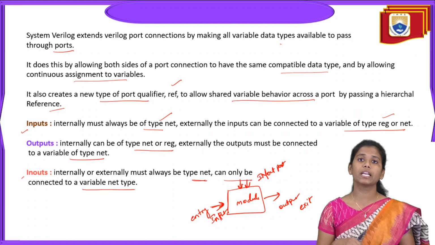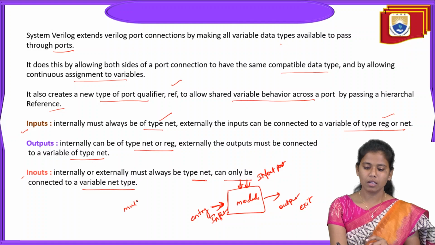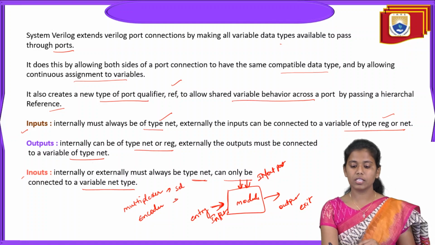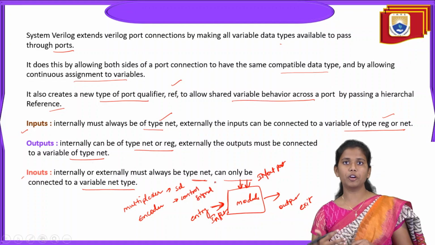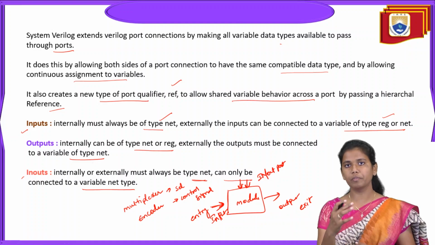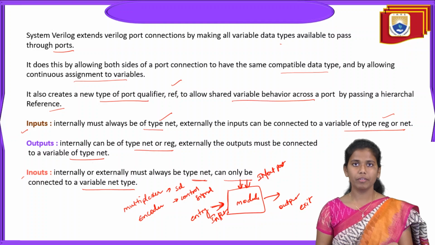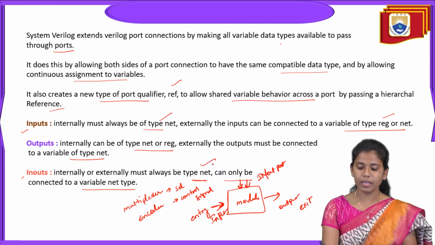So for example, for in-out ports, I can remind you of an example. The best examples are multiplexers and encoders. Why? Because in the multiplexer, based on the selection lines and the control signals, we are able to get the output, right? The output is observed only with respect to the enabling of the selection lines and the control signals. So in that way, we can say that in-out ports, internally or externally, must always be a type net, and can only be connected to variable net type.